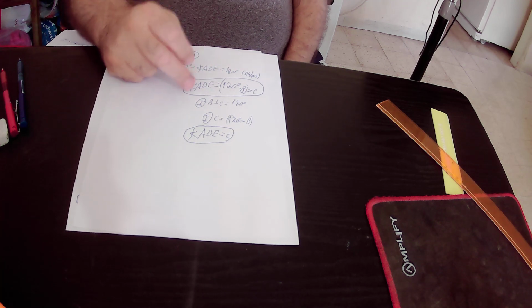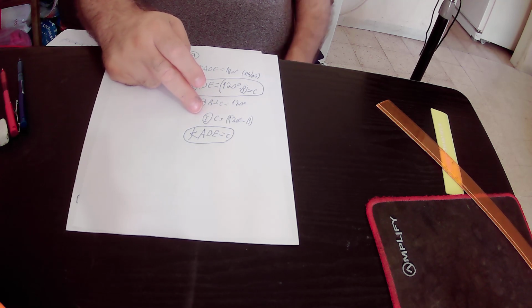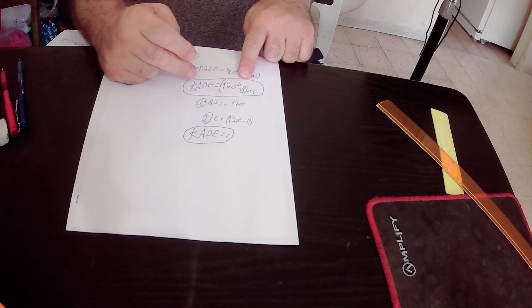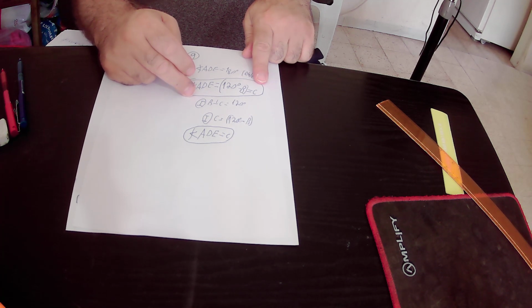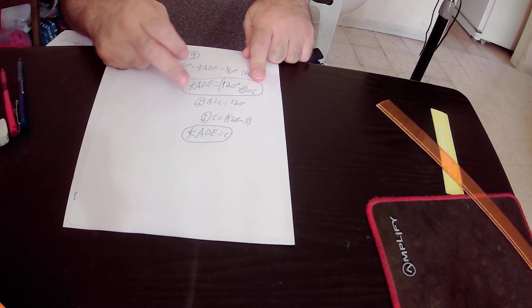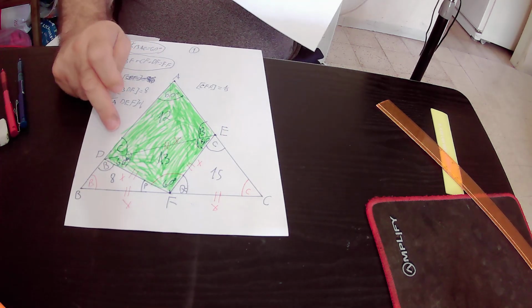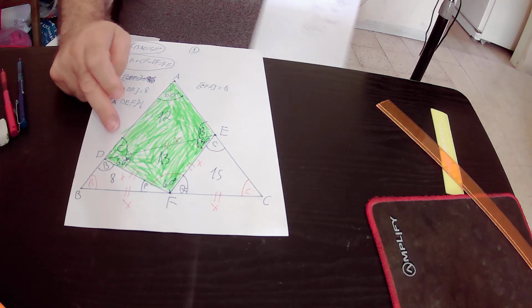But we know that B plus C equals 120 degrees, so from equation number 1 we got that C equals 120 degrees minus B. So here, 120 degrees minus B equals C according to equation number 1. So from this equality we can derive that angle ADE equals C. Again, angle ADE equals C.